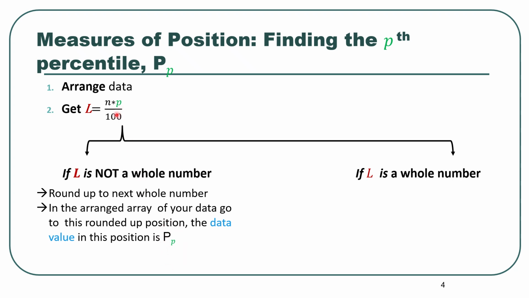On the other hand, if L is already a whole number, then we are going to take the average of the two values that are in the Lth position and the following one, the L plus 1 position. Averaging these two values will give you the percentile you began with.